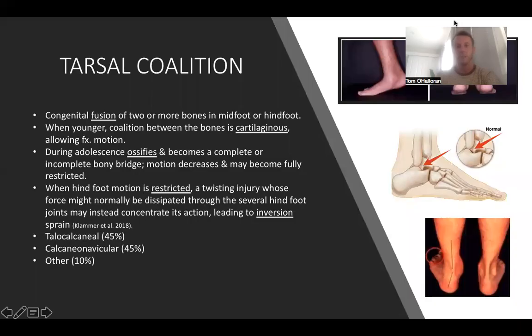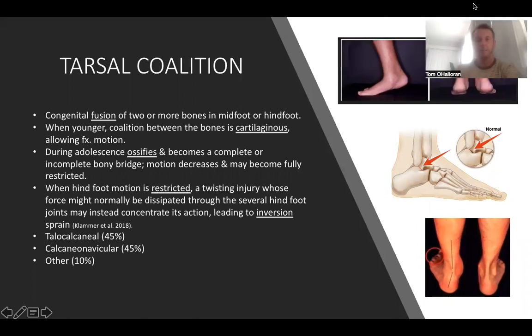So then we've got tarsal coalition. Basically, this is a congenital fusion of two or more bones in the mid or hind foot. When kids are younger, usually that fusion is cartilaginous, so it allows enough functional motion. But then when they hit sort of teenagers, it starts to ossify, becomes kind of that complete bony fusion between the two bones.